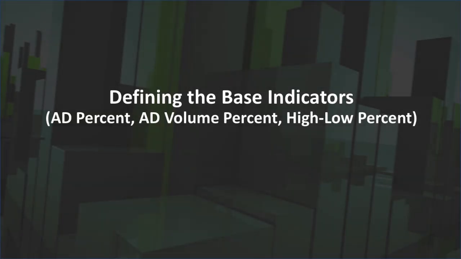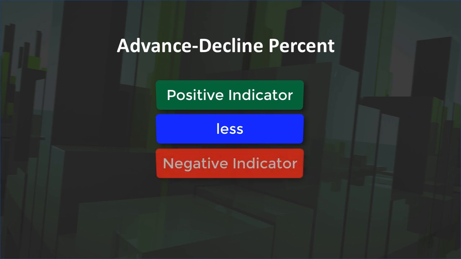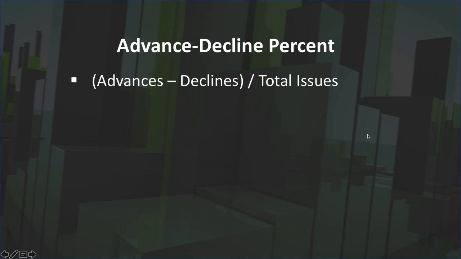Defining the base indicators: AD percent, AD volume percent, and high-low percent. The basic calculation for these three percent indicators is the same. You take the positive indicator, which in this case is advances. You subtract the negative indicator, which is declines, and you divide that difference by the total number of issues to get the AD percent, advance-decline percent. So you have net advances divided by total issues.